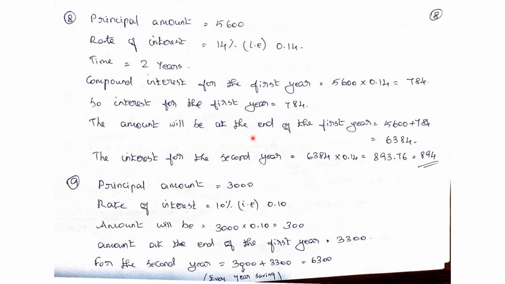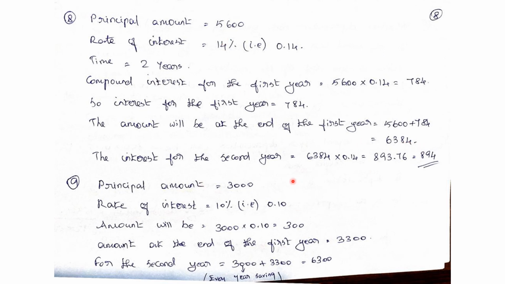Eighth one. Principal amount is 5,600. Rate of interest is equal to 14%. Time 2 years. Compound interest for the first year: 5,600 into 0.14 is 784. So the interest for the first year is 784. The amount will be 5,600 plus 784, 6384.